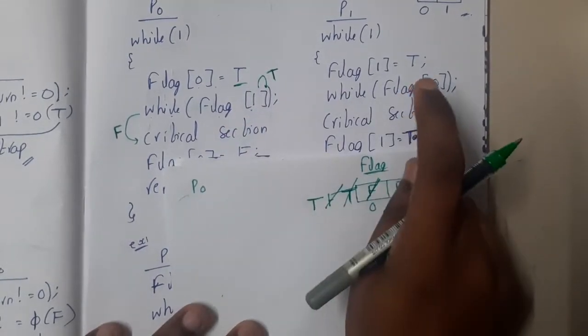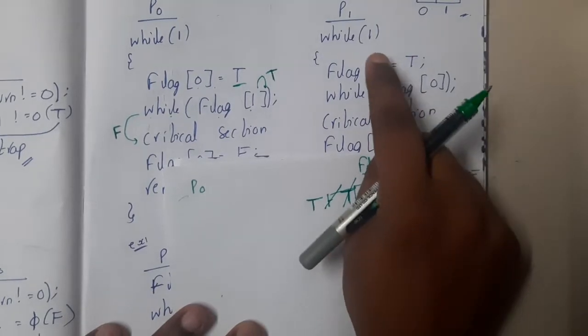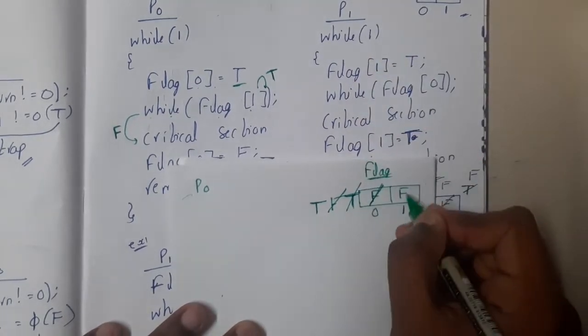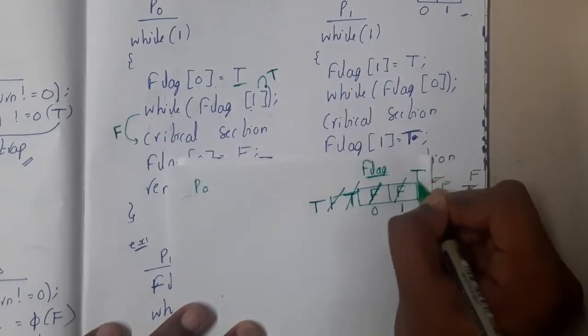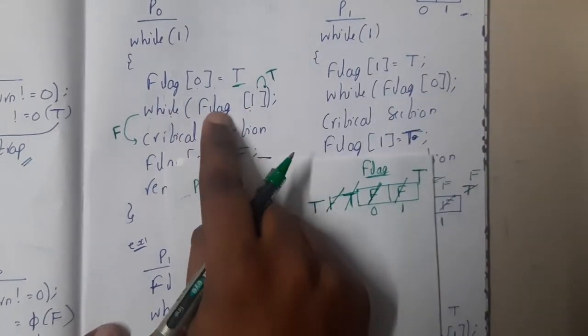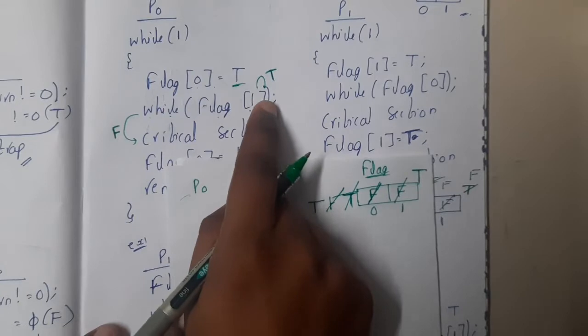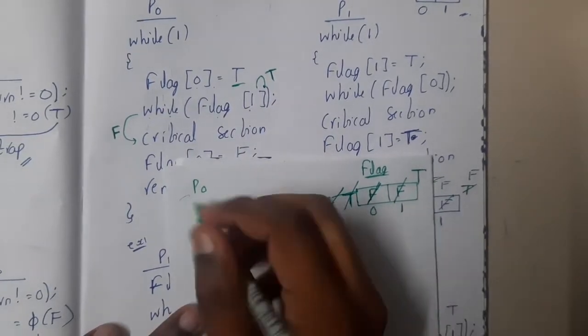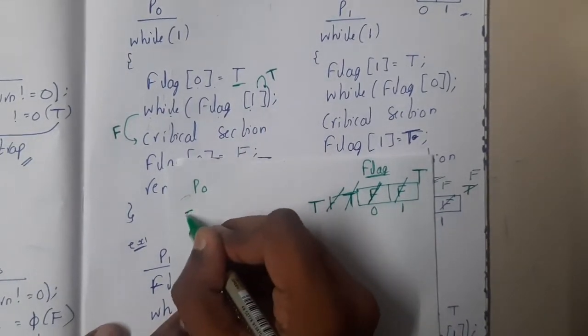Okay, and now I started executing this. So now the flag of 1 is equal to true. I made this one true. So now let us check the condition. I will check here while flag of 1 is true. Flag of 1 is true, which means here I am stuck in a loop, right?